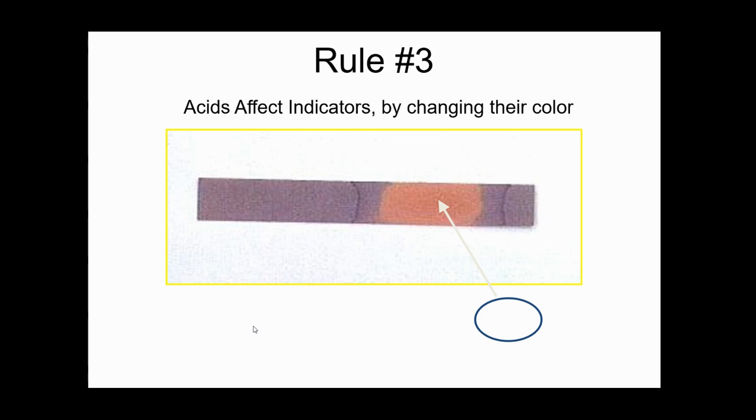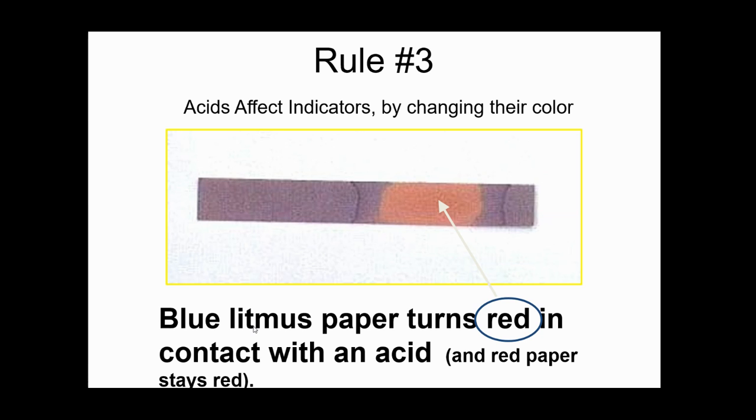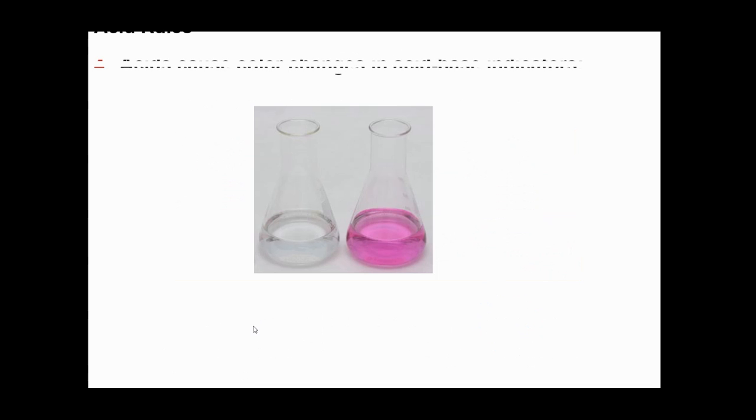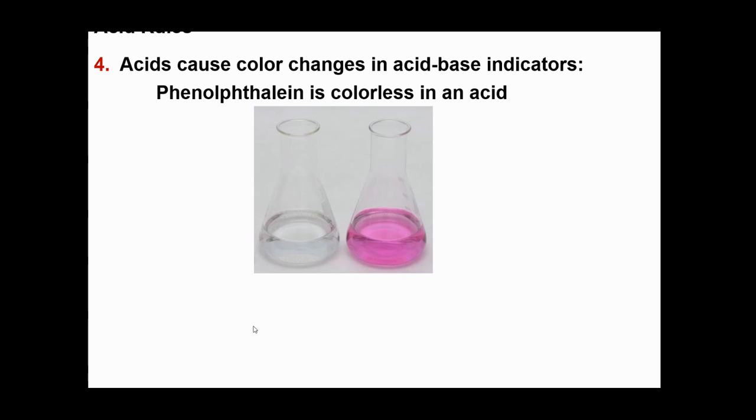Acids affect indicators. You probably remember a litmus paper. We would get into a whole bunch of indicators in class. We're going to try to do these online. They're kind of tough to do. Blue litmus paper turns red in contact with acid. Red paper stays red. Here's one that we use a lot. It's phenolphthalein. It's colorless in an acid.